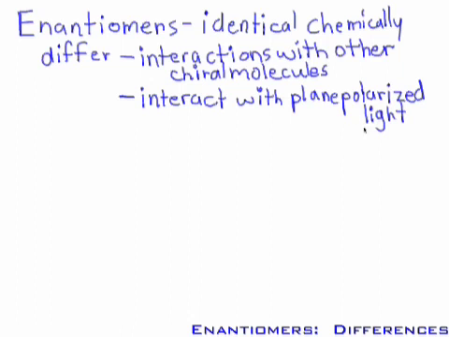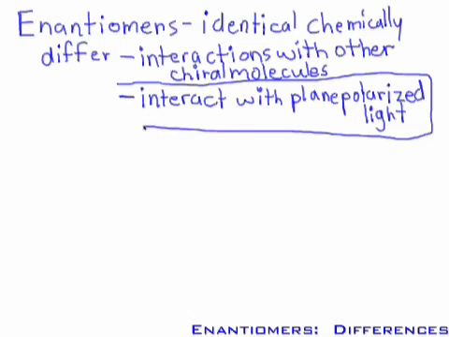Now to understand, and this is what we're going to focus on next, how these chiral molecules interact with plane polarized light. In order to explain this, we have to understand some basic behavior about light. Light travels in waves. Light is referred to as an electromagnetic phenomenon because light consists of two perpendicular oscillating fields.